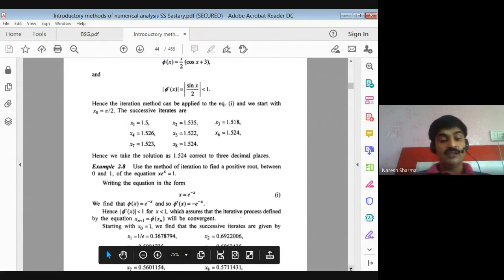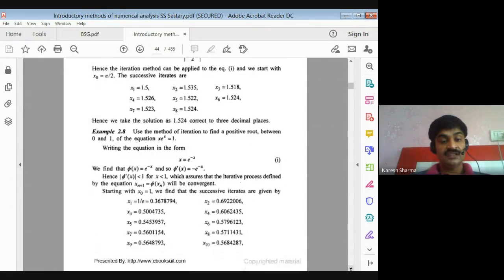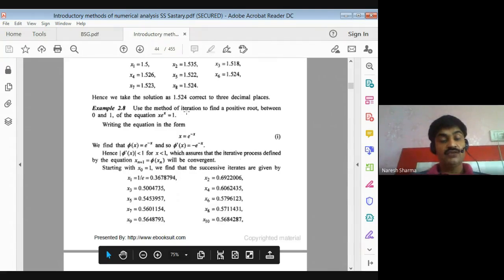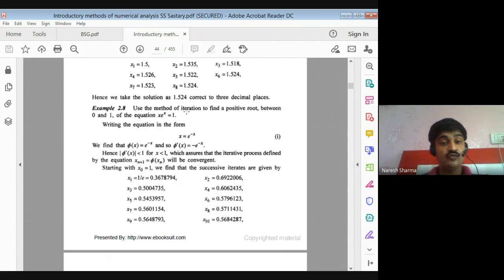So one more example we may discuss a little bit. It says use the method of iterations to find a positive root between 0 and 1. So it already says 0 to 1. We can rewrite this as x is equal to e raised to minus x. Now take the derivative of this. The derivative is minus e raised to minus x.